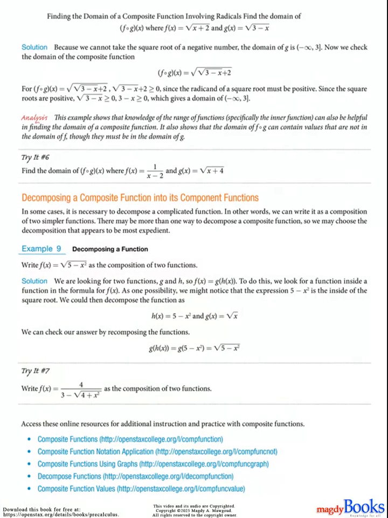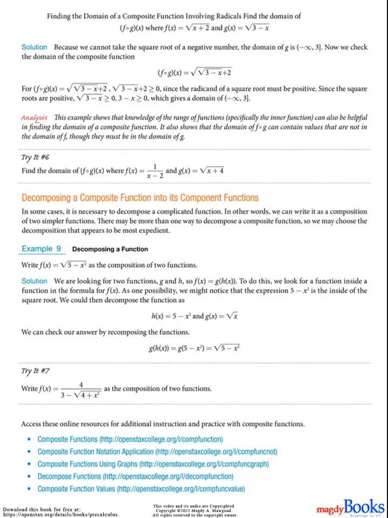Example 9. Finding the domain of a composite function involving radicals. Find the domain of f composed with g at x, where f of x equals square root of x plus 2, and g of x equals square root of 3 minus x. Solution. Because we cannot take the square root of a negative number, the domain of g is (negative infinity, 3].